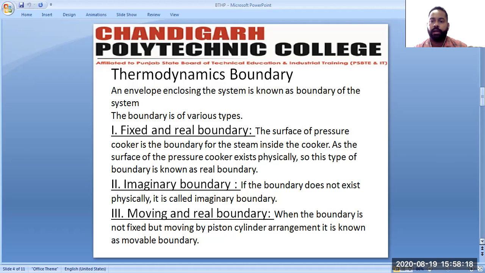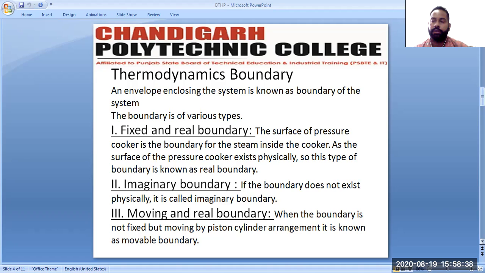First is the fixed and real boundary. For example, in a pressure cooker, the boundary is a fixed and real boundary. The surface of the pressure cooker is the boundary for the system inside the cooker, as the surface of the pressure cooker exists physically. So this type of boundary is known as a real boundary.